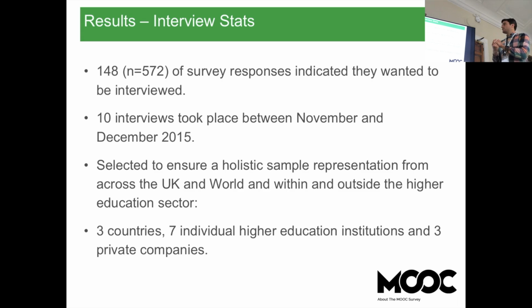So in terms of the interview stats, 148 people indicated they want to be interviewed, so that's quite a lot of people. It's great. But I picked 10 people, and the way I selected that was to make sure that it represented not only people in the UK but across the world, but also that it represented people outside the higher education sector. So there's a balance there. We've got some NGOs and some private education places as well.